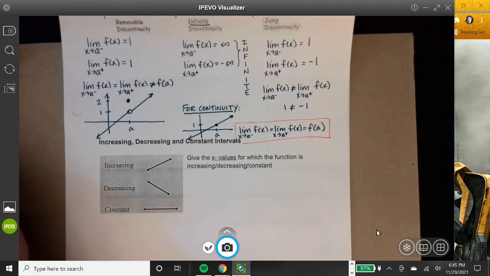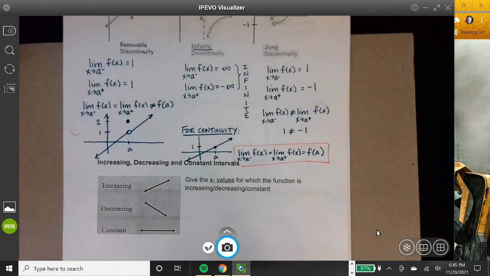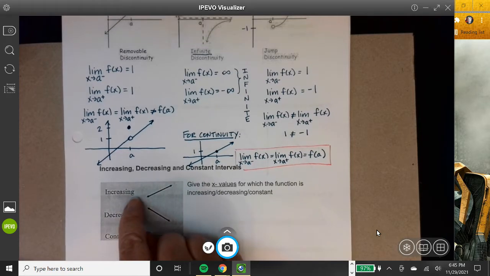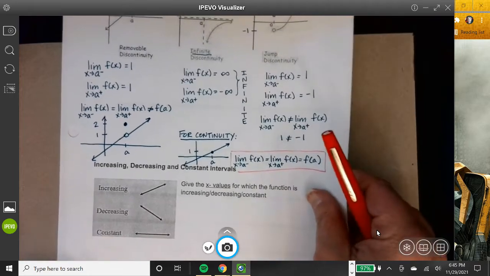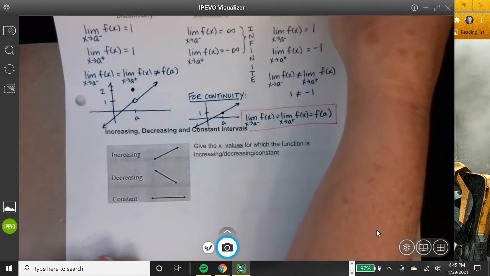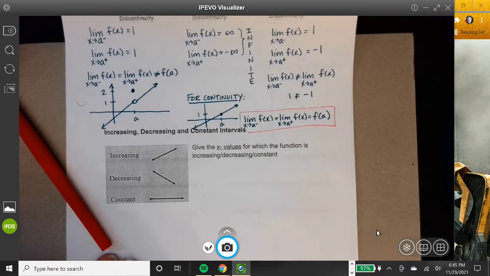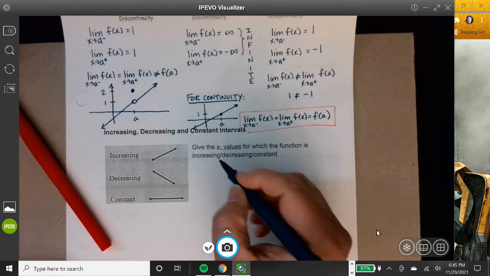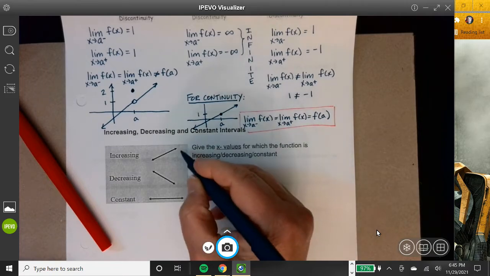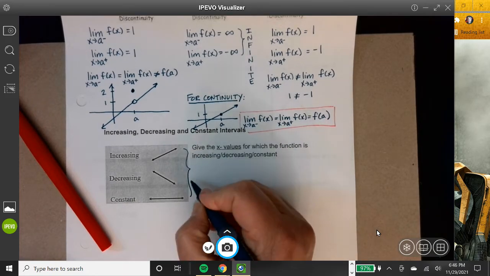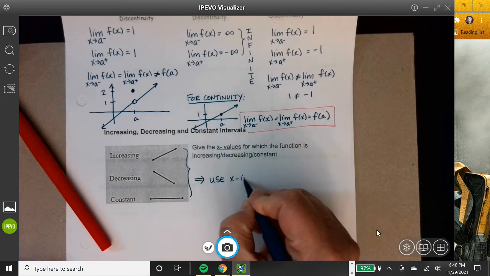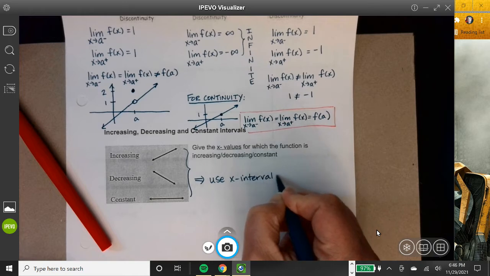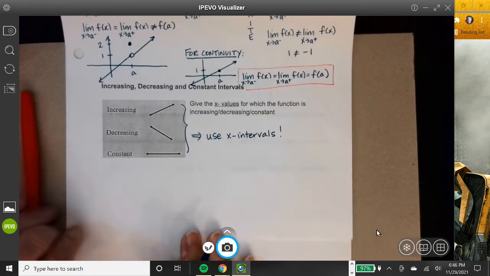Okay, now the key to all of these is that if I'm telling you your function's increasing, I'm telling you already what the y values are doing. So the biggest thing that folks miss is the x values. You gotta use x intervals. And I'll give you a quick example down here.